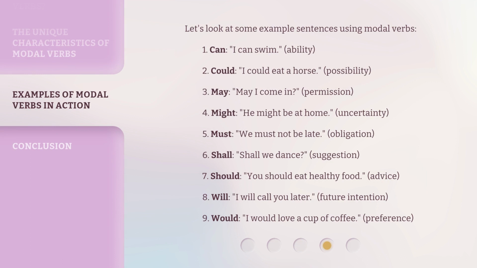Let's look at some example sentences using modal verbs. 1. Can, I can swim. Ability. 2. Could, I could eat a horse. Possibility. 3. May I come in? Permission. 4. Might, he might be at home. Uncertainty. 5. Must, we must not be late.